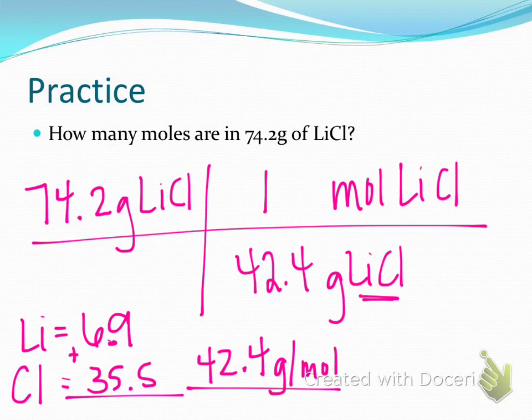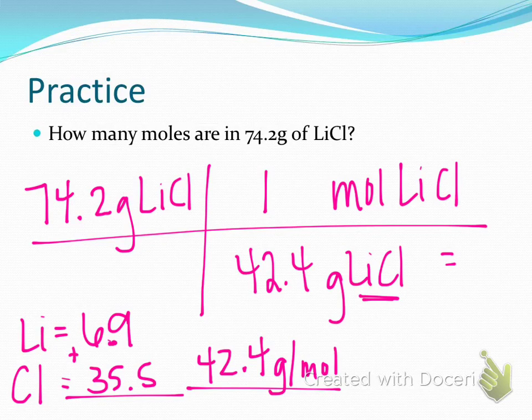If you just look at your starting amount, could you expect that we're going to have more than 1 mole? Right? Isn't the mass of our starting amount greater than the mass of 1 mole of that compound? Yeah, so we should expect that we should have more than 1 mole. Okay? And so we take 74.2 divided by 42.4, right? Because we would multiply across the top, which is multiplying by 1, divide by the bottom.